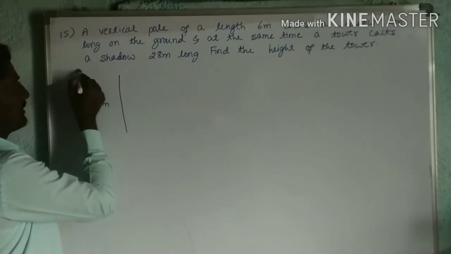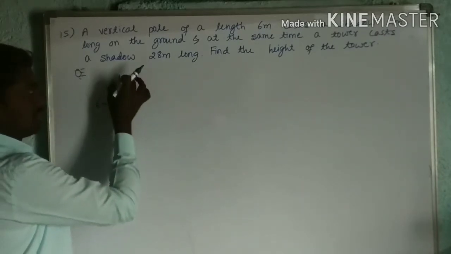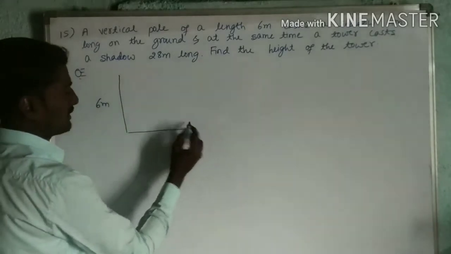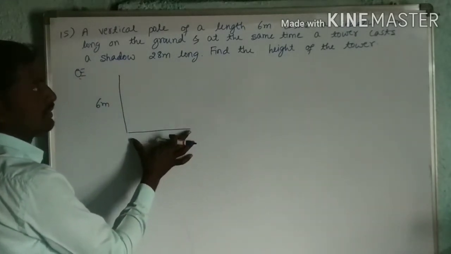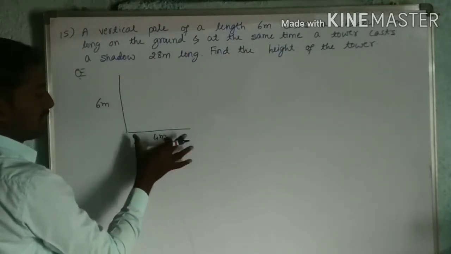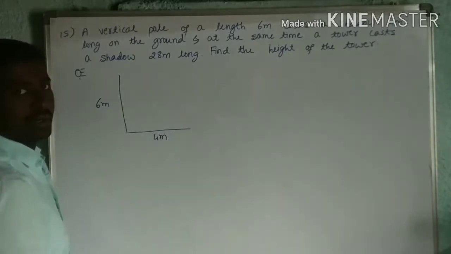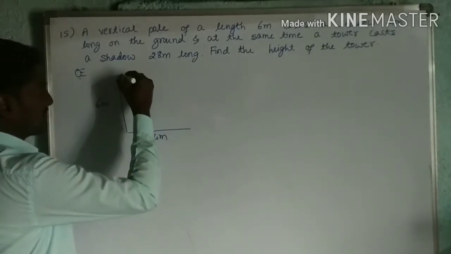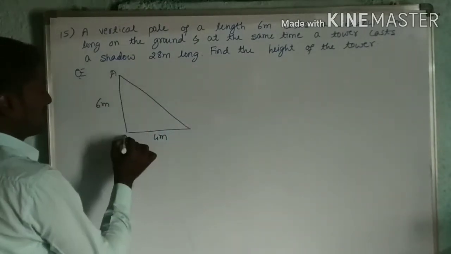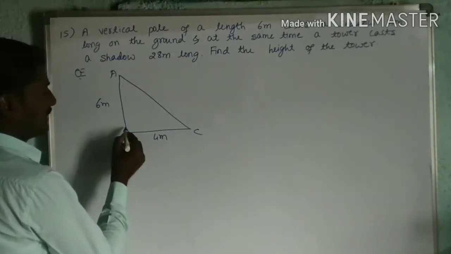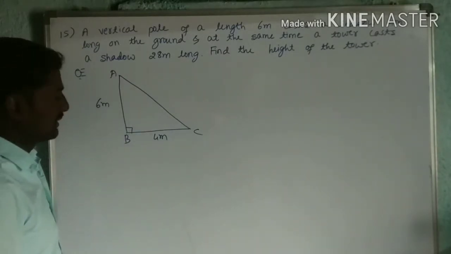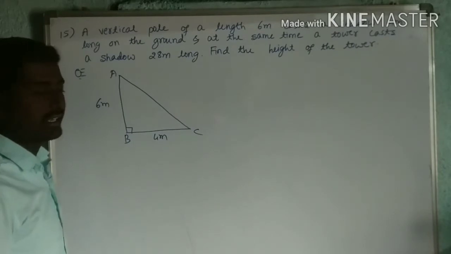Now here is the sun. Because of the light, it casts a shadow. So this is the length of the shadow. That is how much? 4 meters long. Now let us join this, and name this as ABC. Here the angle between the pole and the ground is 90 degrees.